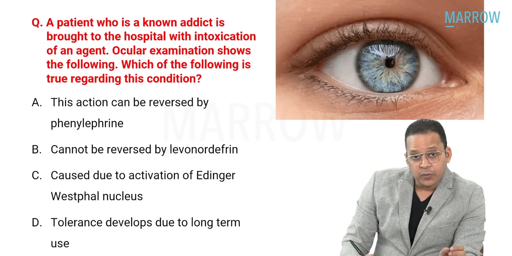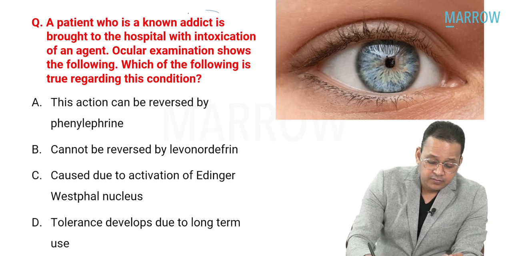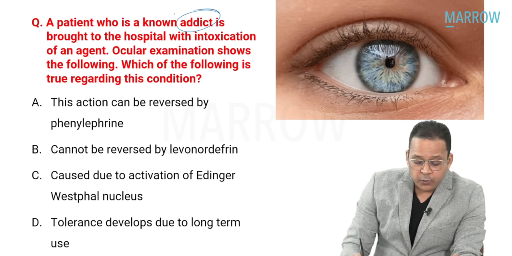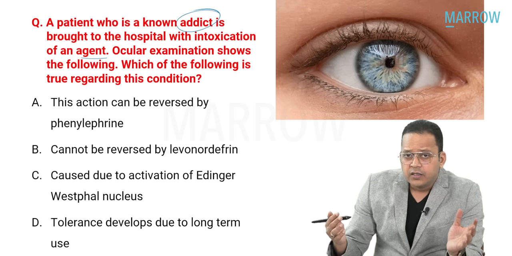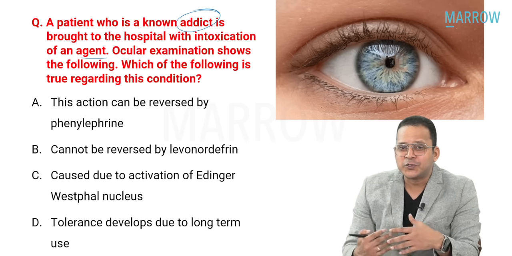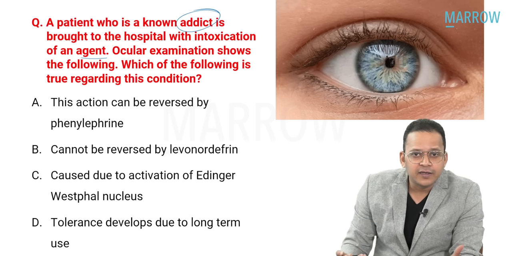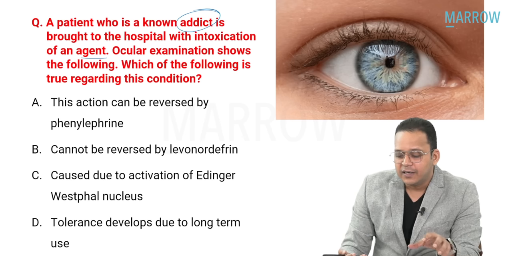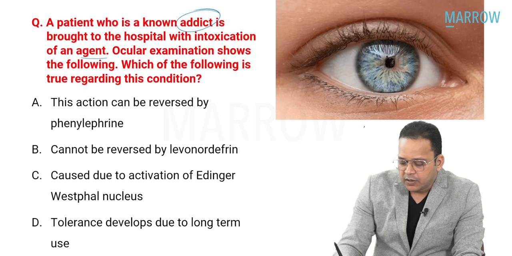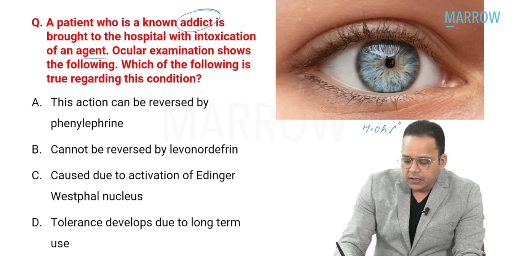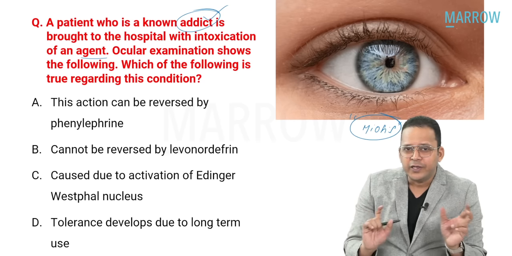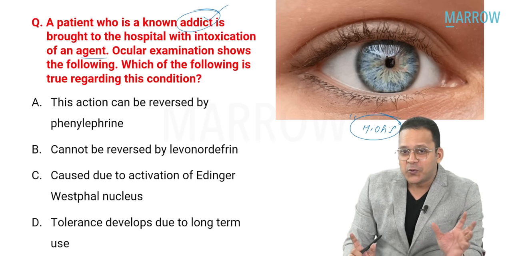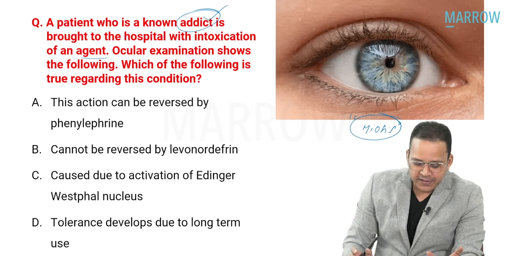All right, so this is a little bit complicated one. A patient who is a known addict, the clue word is addict, is brought to the hospital with intoxication of an agent. Ocular examination shows the following. So what does the ocular examination show us? Apart from a beautiful eye, what is there? This beautiful eye has a shrunken pupil, or there is miosis, and this patient is an addict. So just imagine, by now your neurons should start tickling. What could be that possible substance of addiction?